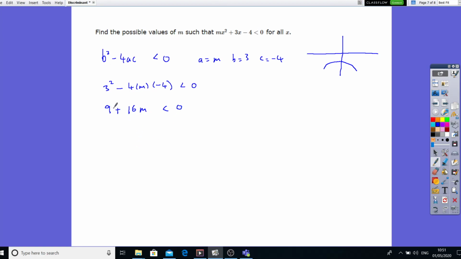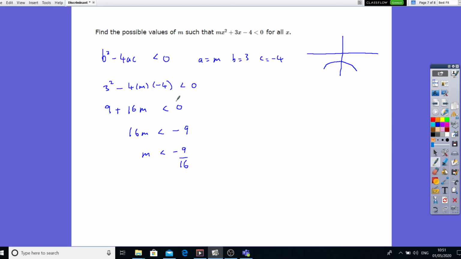Okay, so now let's just take the 9 to the other side by negating it. So 16m is going to be less than -9. And then we're going to take this 16 to the other side by dividing, so m is going to be less than -9 over 16.